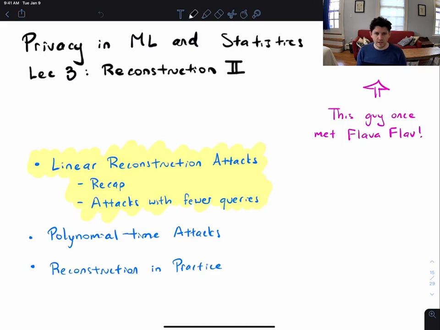Today, we're going to continue with reconstruction attacks. We're going to cover the second part of linear reconstruction attacks, which is going to show how to reconstruct with fewer queries than what we saw last time. So I'll start by recapping last time a little bit and then talk about the main result for today. And then in the second video, we will come back and talk a little bit about computational issues with the attack and how to apply reconstruction attacks like this in practice.